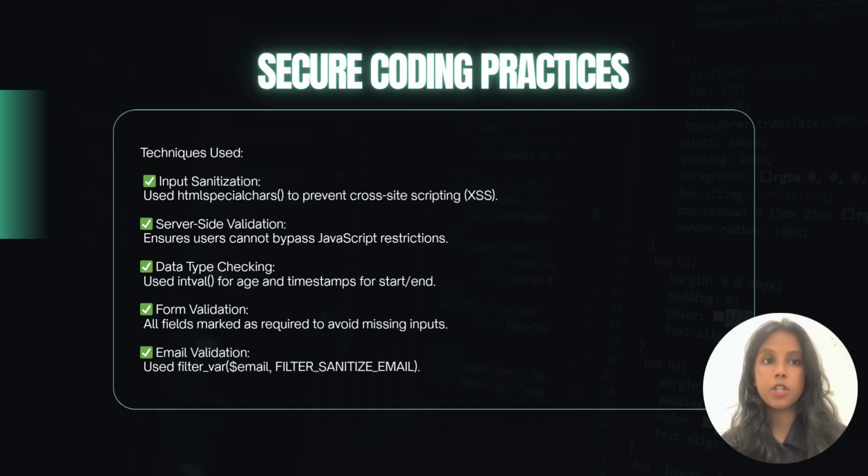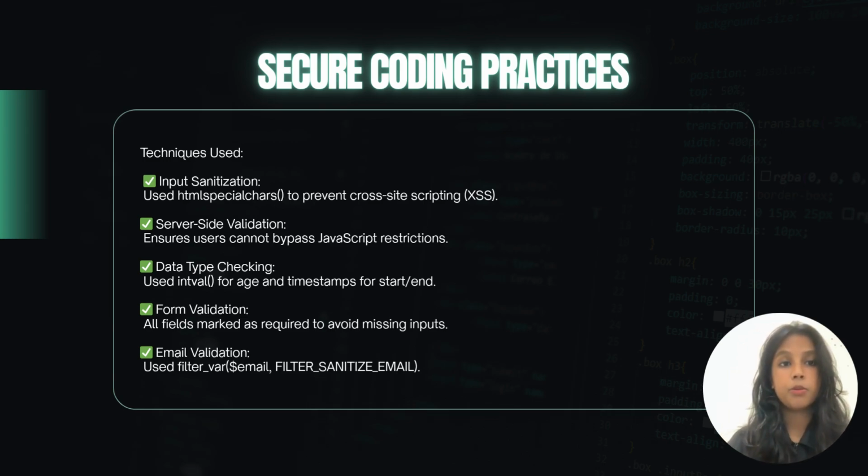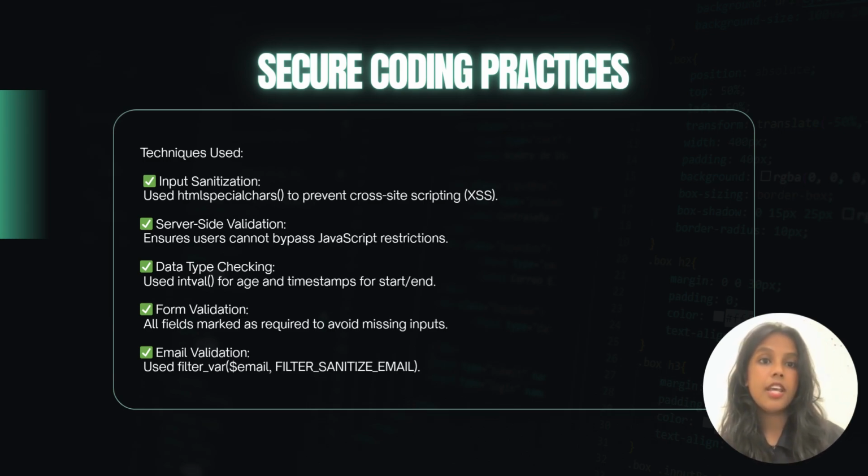To move on with our secure coding practices, the techniques that we have used are input sanitization, server-side validation, data type checking, and form validation, along with email validation. We use HTML special characters to prevent cross-site scripting for input, and server-side validation ensures the users cannot bypass JavaScript restrictions. Furthermore, data type checking is to check the age, timestamp, start and end. With form validation, all fields are marked as required to avoid any missing inputs. Lastly, email validation makes sure that the input we receive is an email.